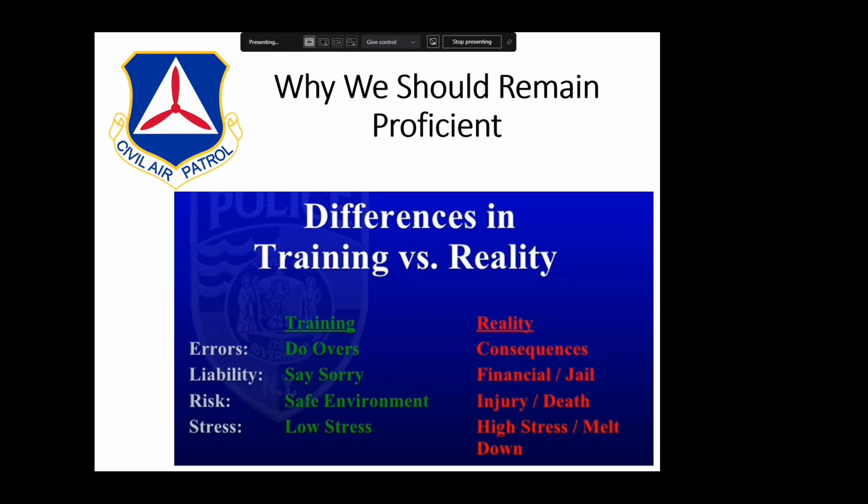In reality, though, there will be consequences for any errors, and there might be unfavorable outcomes. So we want you to be as well prepared for the real thing, because it's going to be higher stress than you might encounter if you haven't encountered one so far. Next slide, please.